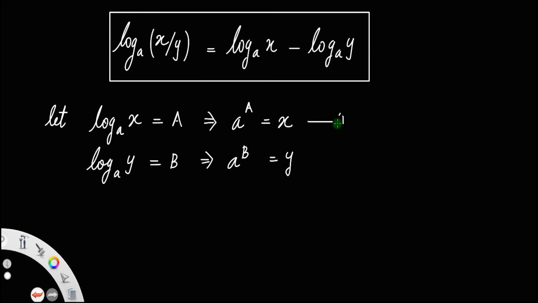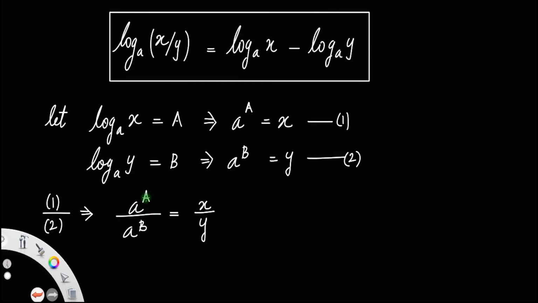Now let's call this equation number 1 and this equation number 2. So I'm dividing equation number 1 by equation number 2. On the left side it will be a raised to a divided by a raised to b. On the right side it is x by y. Both these terms have the same base a, so a raised to a by a raised to b is equal to a raised to a minus b. That's the law of exponents. So I'm just applying this rule in here. So this will be a raised to a minus b equal to x by y.